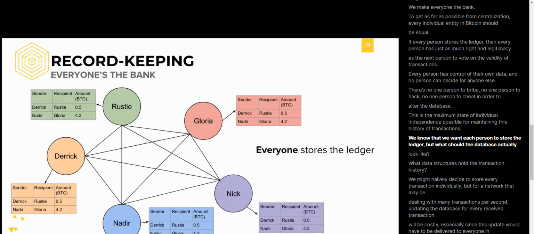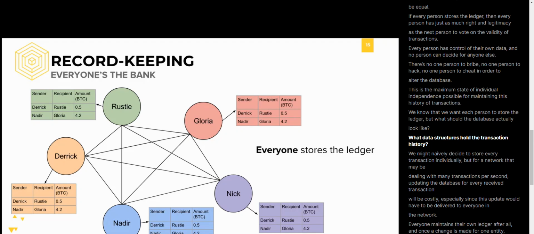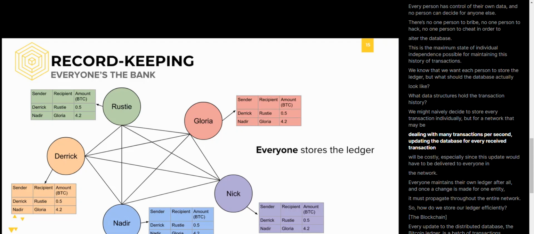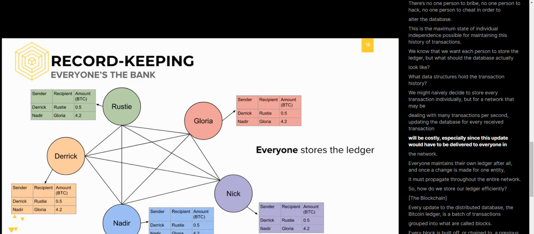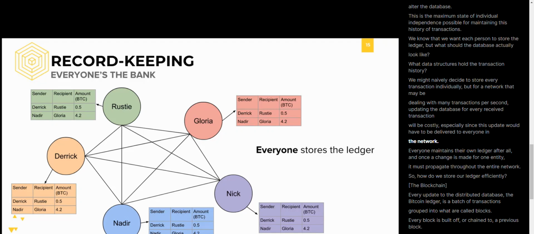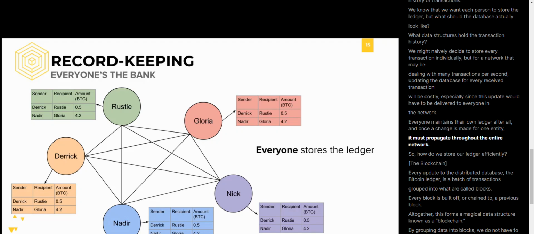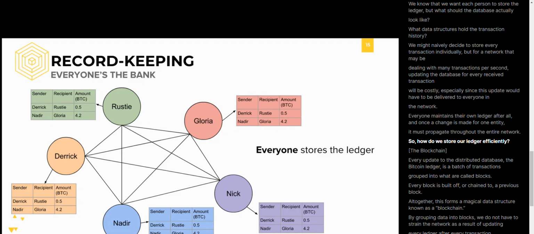We know that we want each person to store the ledger, but what should that database actually look like? What data structures hold the transaction history? We might naively decide to store every transaction individually, but for a network that may be dealing with many transactions per second, updating the database for every received transaction will be costly, especially since this update would have to be delivered to everyone in the network. Everyone maintains their own ledger after all, and once a change is made for one entity, it must propagate throughout the entire network. So, how do we store our ledger efficiently?